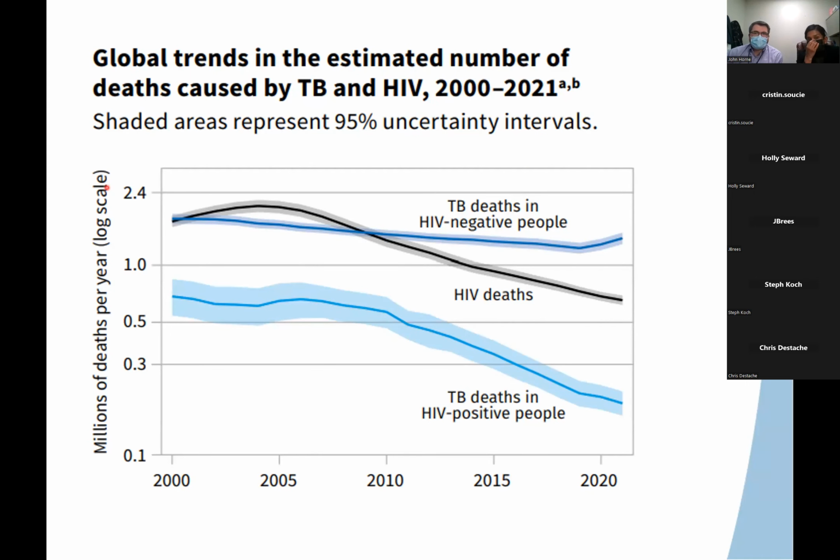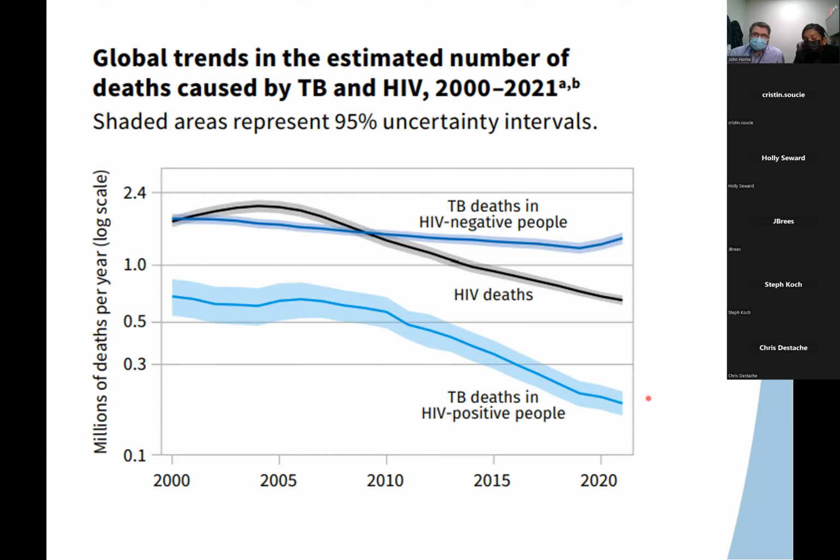And this graph really shows, which is nice, the global trend and estimated number of deaths caused by TB and HIV. It's slowing down. TB deaths in HIV-negative patients are steady. HIV deaths have come down nicely, but TB deaths in HIV-positive patients have come down dramatically. And that's because of everybody's effort to check patients with HIV for tuberculosis, especially for latent TB, and get them treated so they don't get infection.